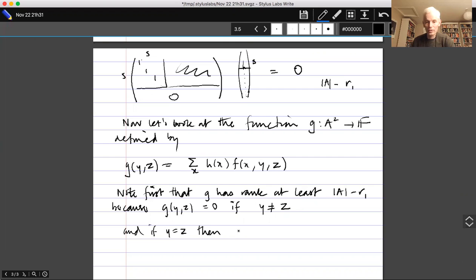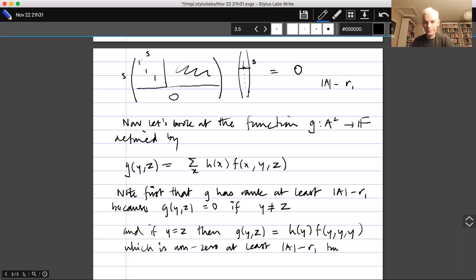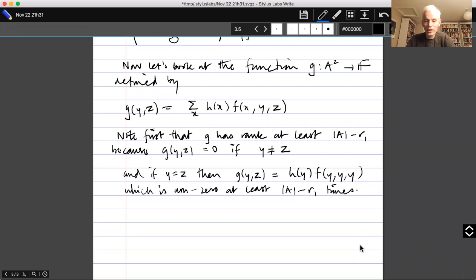And if y equals z, then G(y,z) equals H(y) F(y,y,y), which is non-zero at least A minus R1 times. So we've got a diagonal matrix with at least that number of non-zero entries down the diagonal. Therefore, it's got at least this rank.